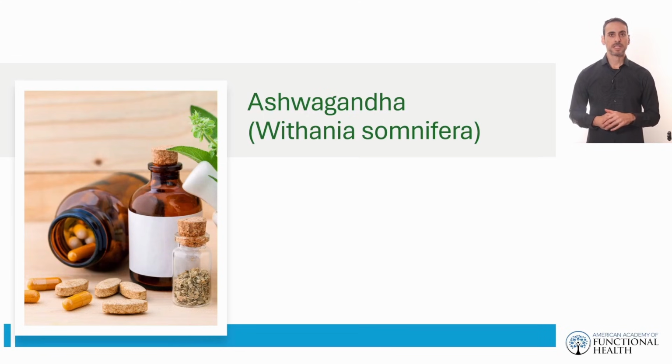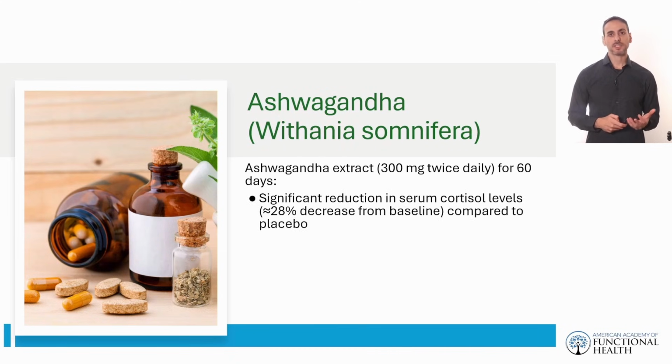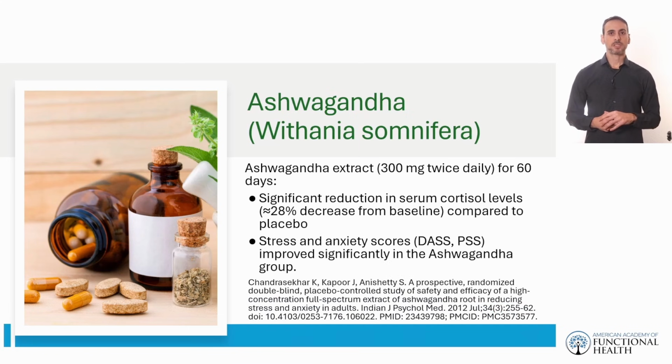Here's another interesting study about ashwagandha. An extract was used, 300 milligrams twice daily for 60 days. And the authors reported a significant reduction in serum cortisol levels, an average of 28% decrease from baseline compared to placebo, and stress and anxiety scores improved significantly in the ashwagandha group. I added a citation for you if you want to read more about it. But those are simple strategies: holy basil for supporting the reduction in blood pressure, and ashwagandha for helping to support regulation of the HPA axis that we talked about and reduce perceived stress and anxiety.